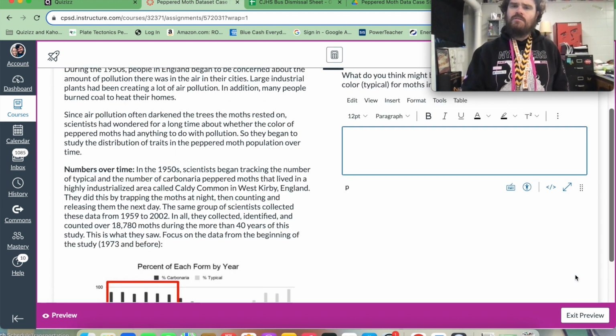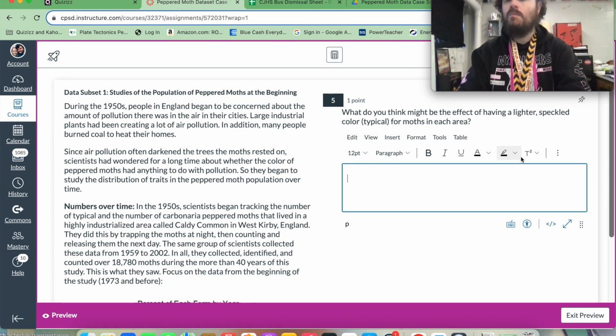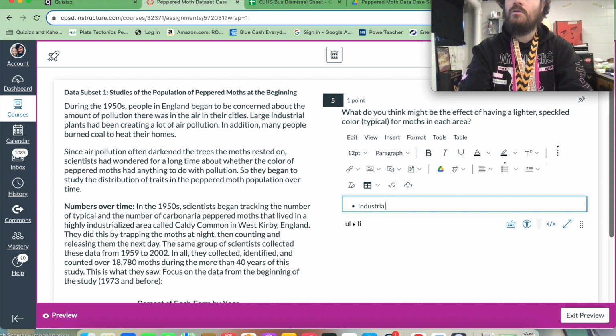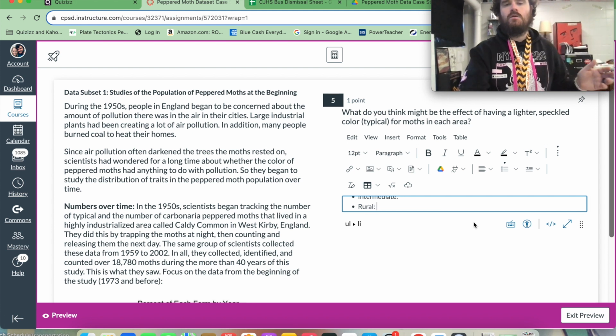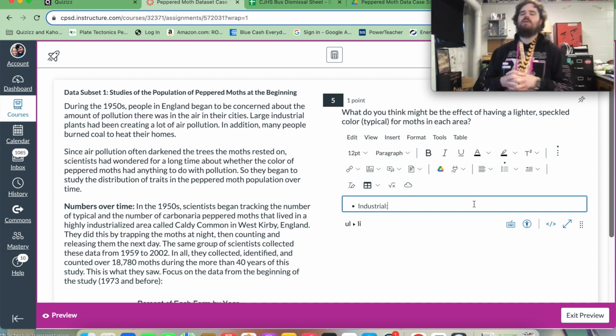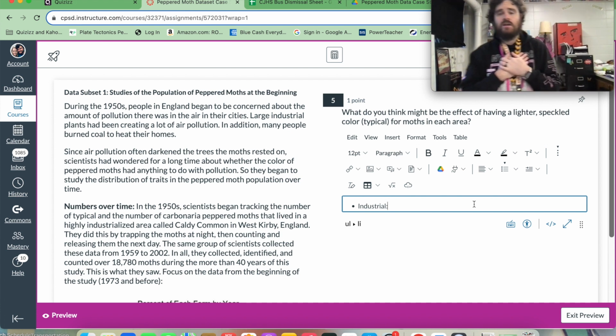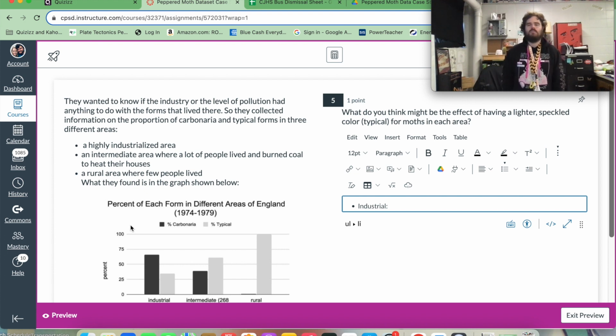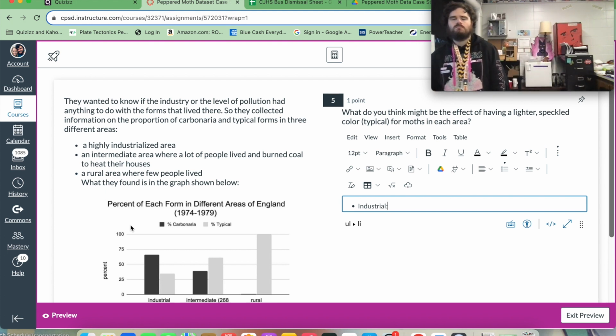Okay, I don't think I'm going to do 5 and 6, y'all, but I'm going to give you a hint. I'm going to give you a prompt to go off of for 5 and 6, and then you can solve them on your own. For 5 and 6, I would do what you did before. Write industrial, intermediate, and rural. This question's asking you, what do you think the effect of having a lighter speckled color would be? If you're a moth with a light color, how would you live in each area? I'll start you off with industrial. If you're a light moth in the industrial area, I want you to tell me, do you think you would survive really well? Or do you think you would not survive so well?